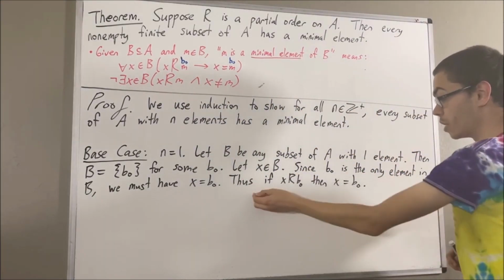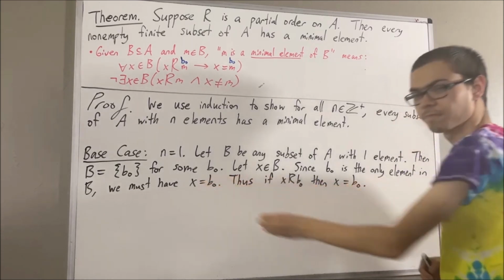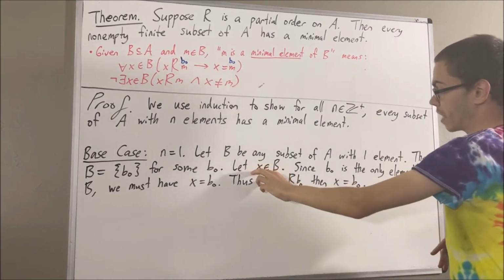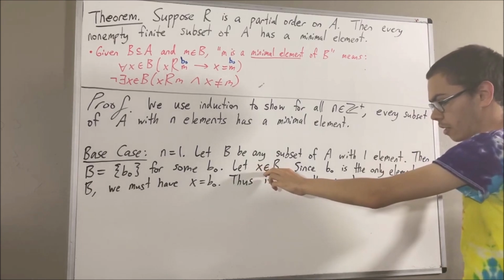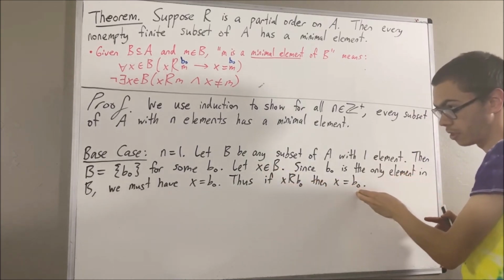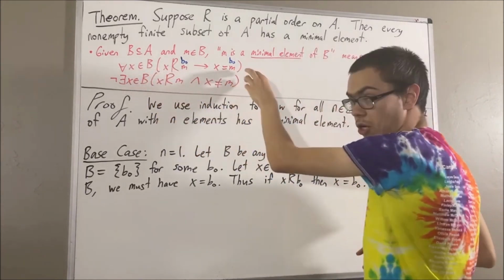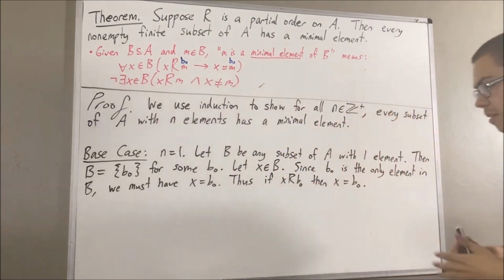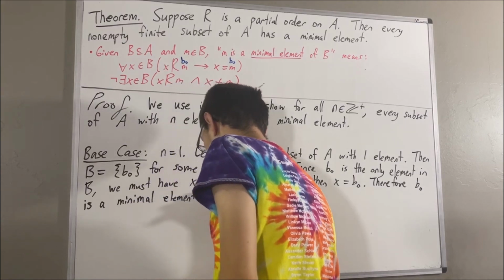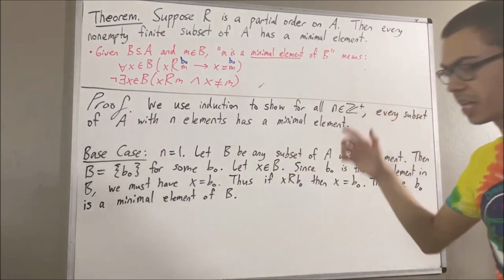And the reason why we know this conditional is true is because the consequent is true. So, putting this together, we see that under the assumption X is any element in B, it follows that if X R b naught, then X is equal to b naught. So we've proven precisely this, which amounts to showing that b naught is a minimal element of B. So this completes the base case. Now let's move on to the induction step.